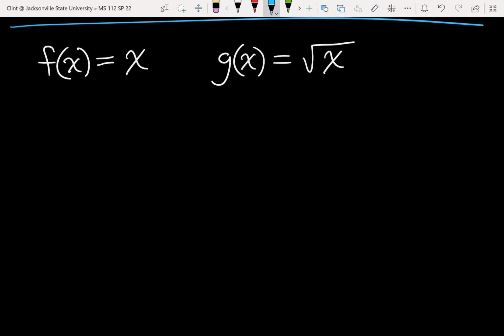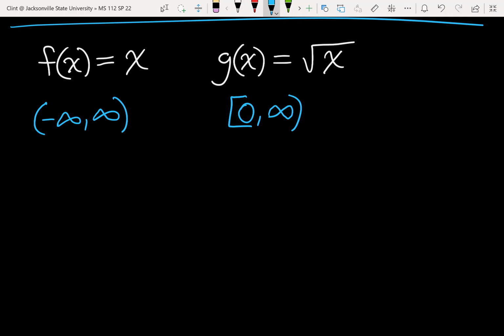So for f of x, is there any x value that won't work? There's no square root, there's no denominator we have to worry about. So its domain is going to be negative infinity to infinity. For g of x, what can we not let happen with square root? We can't have what kind of numbers under there. Can't have negative numbers. Zero is okay. So our domain for g of x would start at zero and then go to infinity. Okay. That one's kind of ugly.